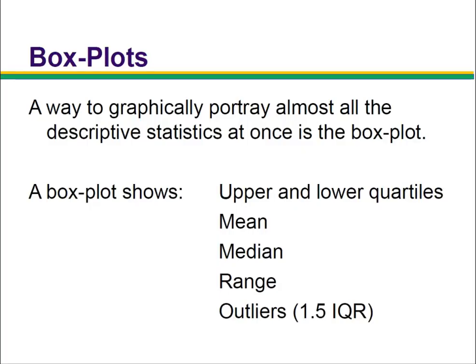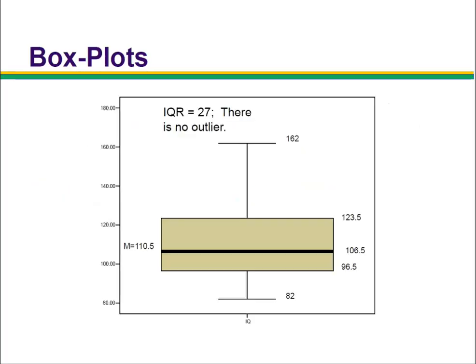Let's look now at box plots. A box plot can show you all the descriptive statistics in one image. A box plot displays the quartiles, the mean, the median, the range, and even identifies outliers. The box itself shows where the middle 50% of your data falls. That's your interquartile range. The line inside the box is the median. This black line right there is the median. A dot or asterisk might show the mean.